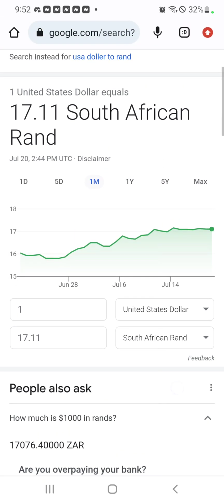So, good news, you guys. We are trending very well from the US dollar to rand.